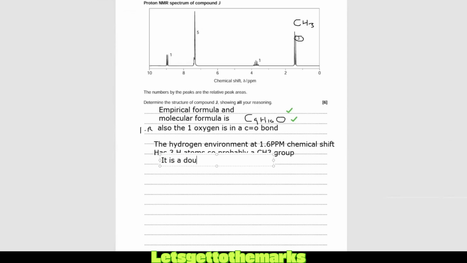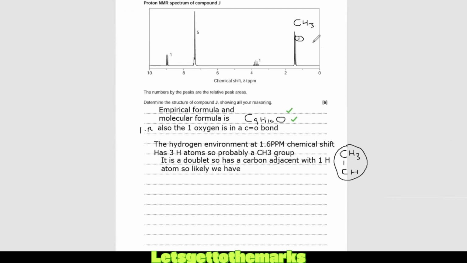It's also got a splitting pattern. We've got a doublet. This means that the carbon adjacent to the CH3 has 1 hydrogen attached. So now we know we have a methyl group with a CH attached because it gave off a doublet. It tells you about the next environment, the adjacent carbon's hydrogen environment. So essentially we know we've got a CH3 attached to a CH.